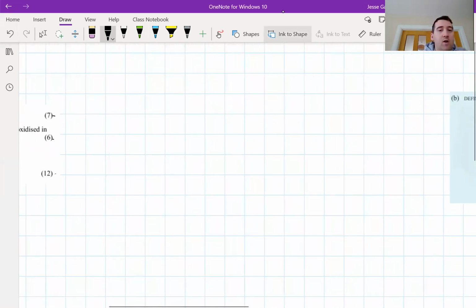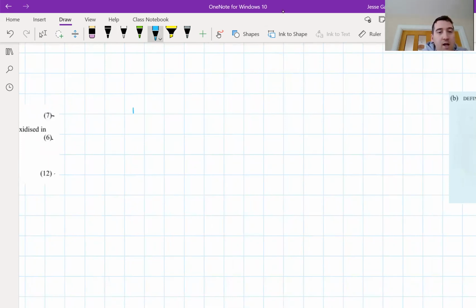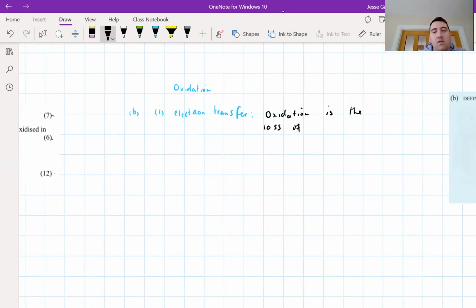Over here at the side, this is part B part 1, defining oxidation in terms of electron transfer. Pause the video, write down the definition now. Okay, so you should know at this stage, oxidation is defined as the loss of electrons. Loss of electrons. OIL RIG: oxidation is loss. And you have to remember that this is for electron transfer.